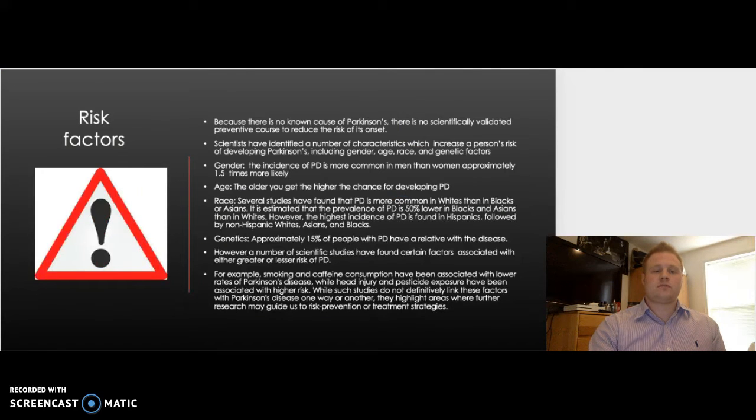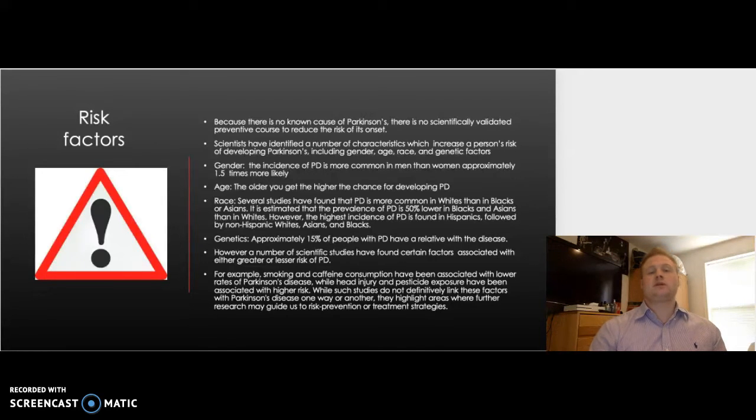As for risk factors, because there's no known cause of Parkinson's disease, there's really no scientifically validated course to reduce the risk. The risks that have been identified are all non-modifiable. It's gender, age, race, and genetic factors. So there's really nothing that you can do to change that. For gender, Parkinson's disease is 1.5 times more prevalent in men than in women. As for age, the older you get, the greater the chance of developing Parkinson's disease.